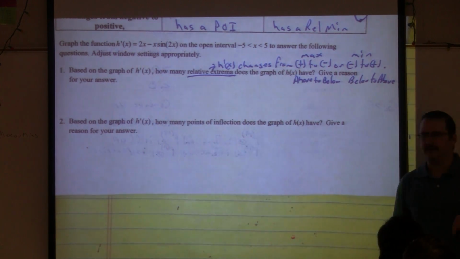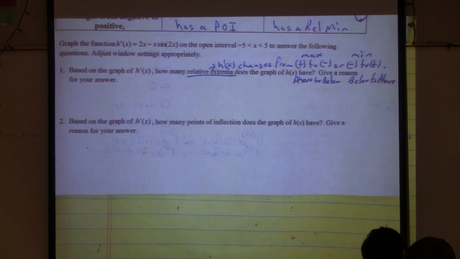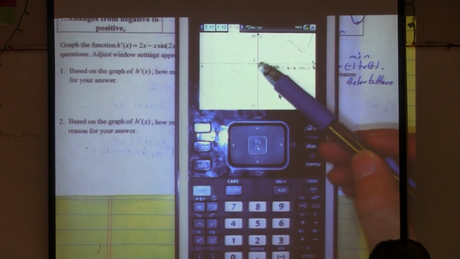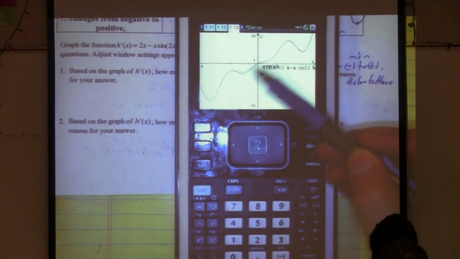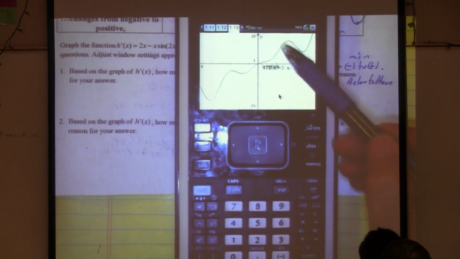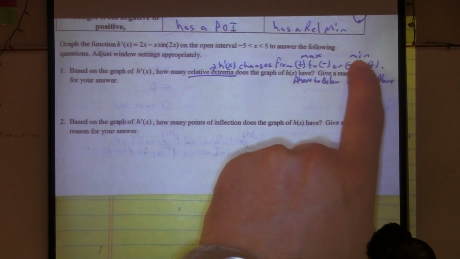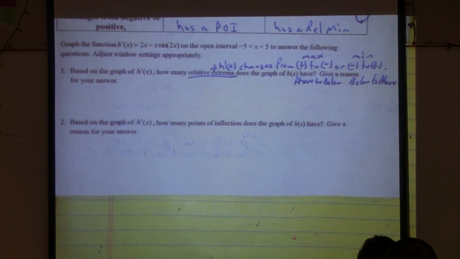So go ahead and look at your calculator and see if anywhere on that graph it goes from above to below or below to above the x-axis. At 0? Right there, right? It's specifically going from where? Negative to positive. Below to above, right? So that means I'm going to have a relative min. So let's answer this question. How many relative extrema does h of x have?